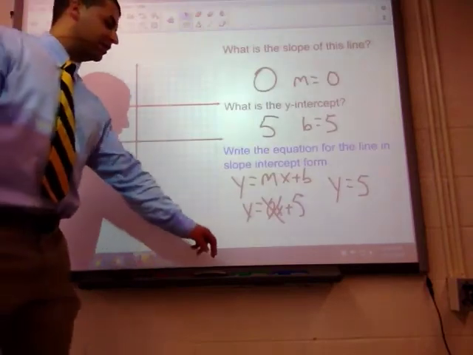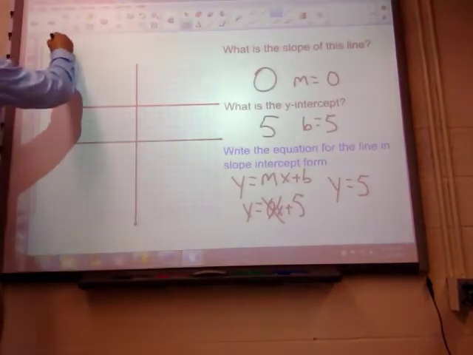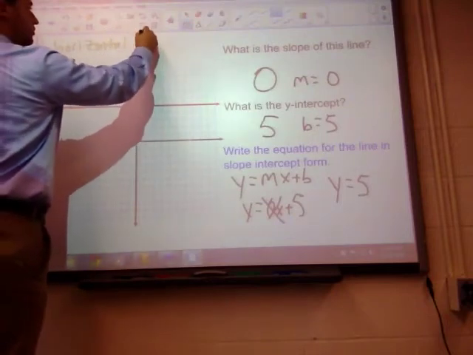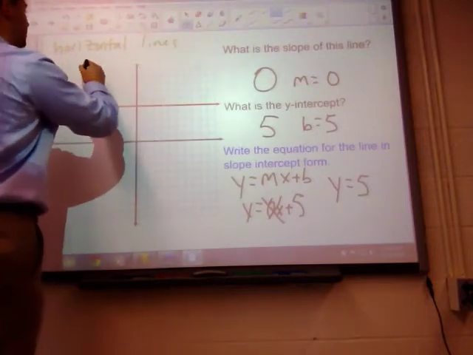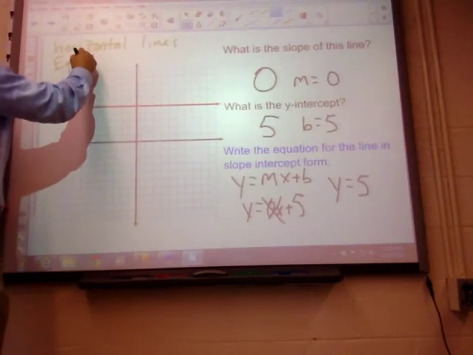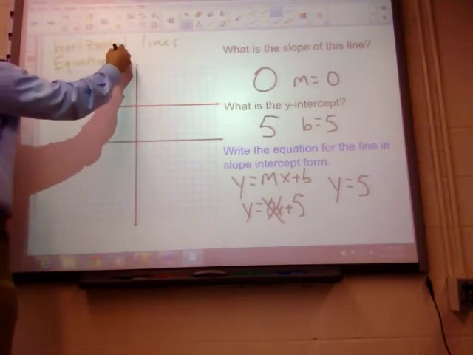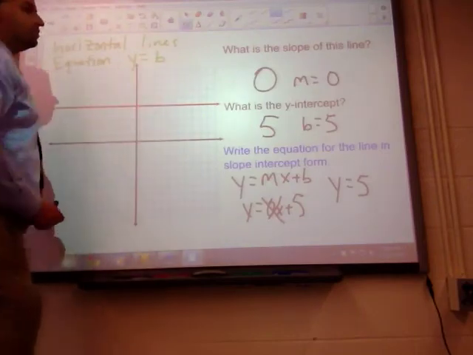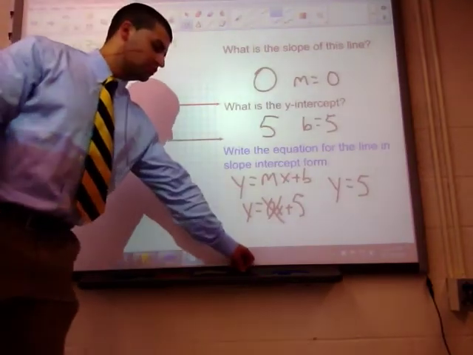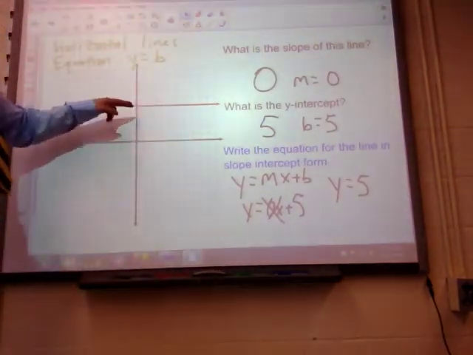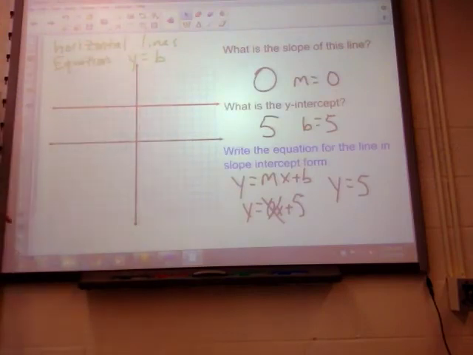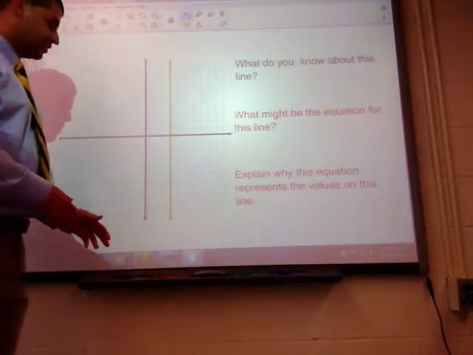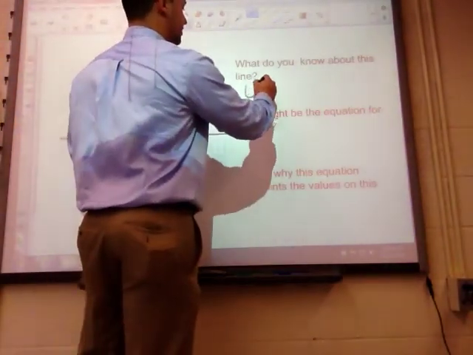The moral of the story here is, for horizontal lines, the equation is y equals whatever b is. So wherever we cross the y-axis, that's our equation. So obviously, if the horizontal line is different, so is the vertical line. We know that this slope is undefined.